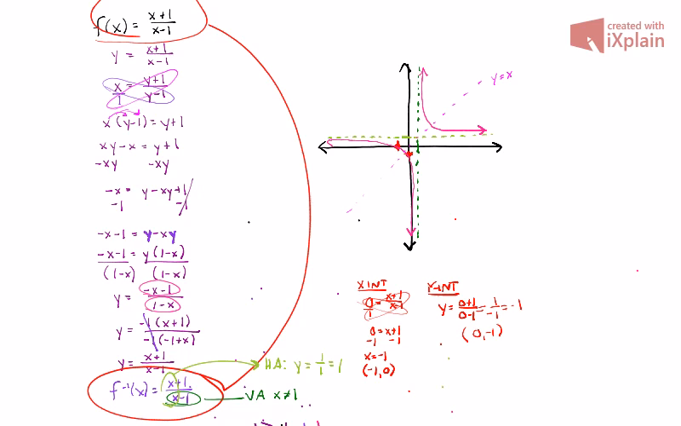Okay, so there's your solution. What I have circled in red is your inverse function, and what I have circled in yellow is your graph.